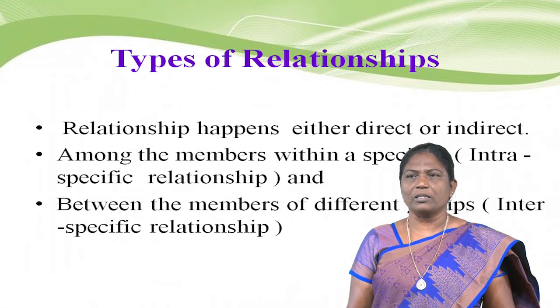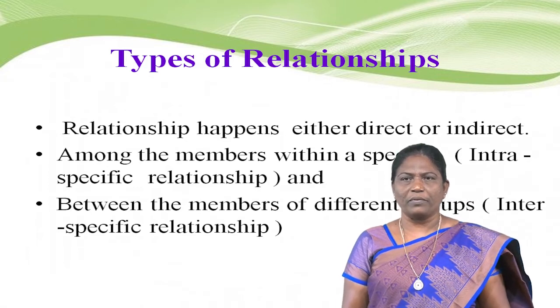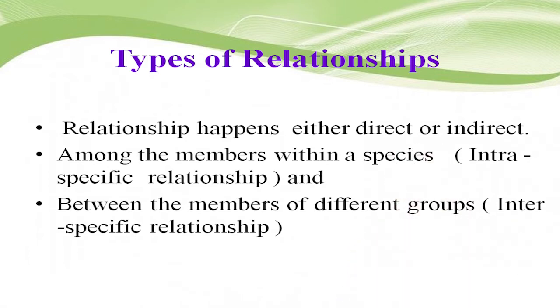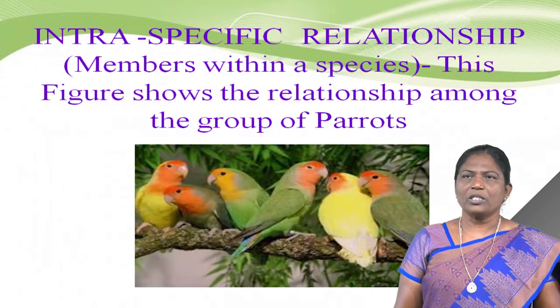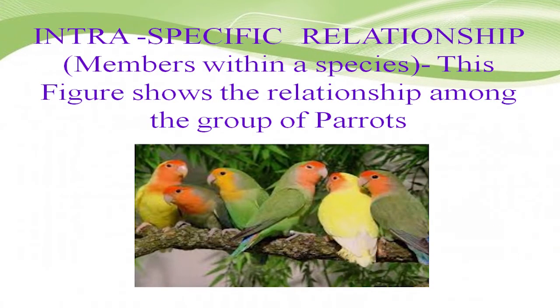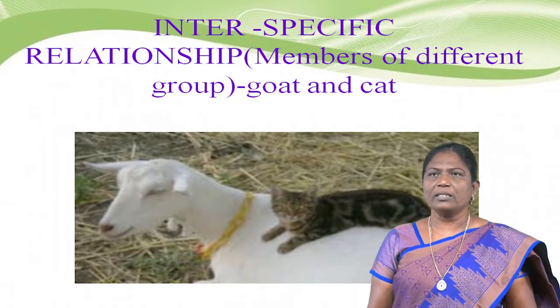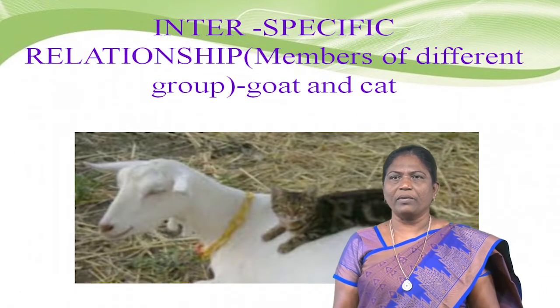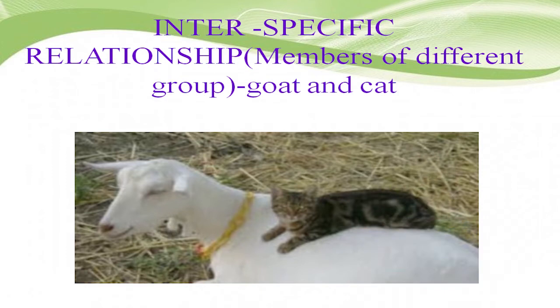The relationship among the members within a species is called intraspecific relationship, and the relationship between the members of different groups is called interspecific relationship. Intraspecific relationship occurs within the members of the same species. This figure shows the relationship among a group of parrots. The next one is interspecific relationship. Here we can see the relationship among the members of different groups, for example, goat and cat.